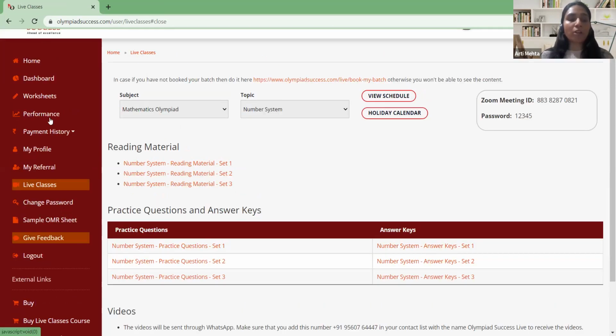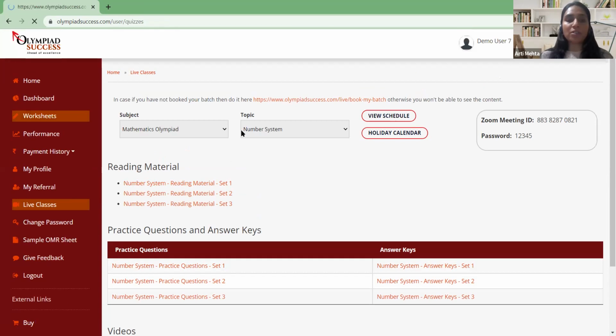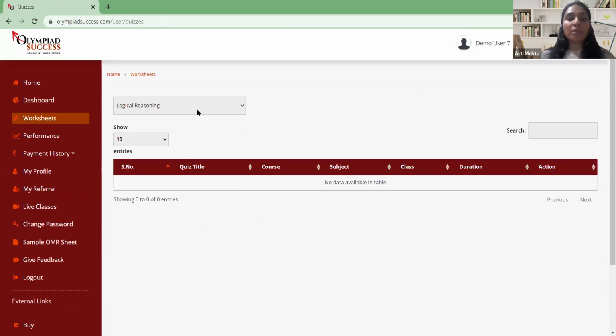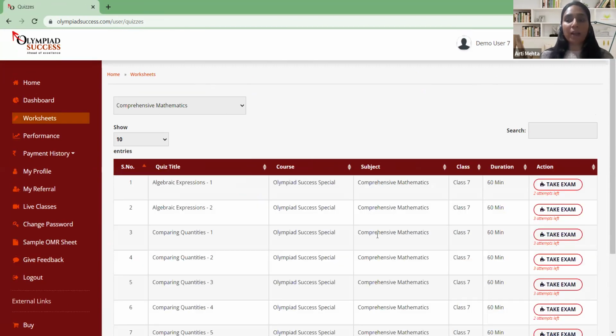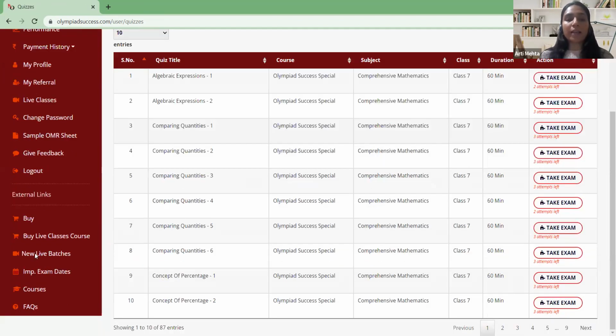And now talking about the worksheets, which Rajan sir had also spoken about. Basically, once you enroll in this program, you are eligible for a free topic-wise worksheet for mathematics and logical reasoning. Okay. So if I click on comprehensive mathematics, here you can see you have many worksheets for you to practice, and these are all topic-wise. So algebraic expressions, comparing quantities, concept of percentage, etc.